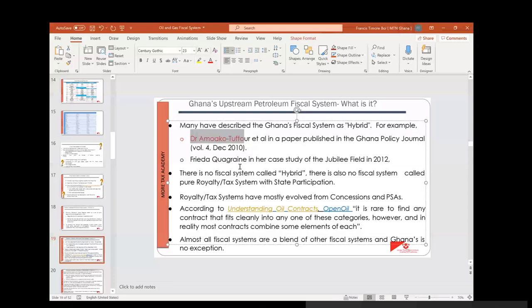Okay, because of the features that we have. And Frida Quigley also published a study, which he also said that yes, Ghana's is a hybrid. These are petroleum experts. But clearly there's no one fiscal regime that you can say it is. This is hybrid. So you are going to have royalties inside there. You are going to have state participation and a whole lot of them. So in Ghana, we have royalties. We have additional participating and all of these things come together. And then we say it is a hybrid.